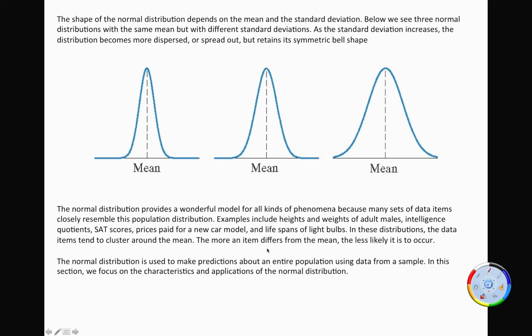The normal distribution is used to make predictions about an entire population using data from a sample. In this section, we focus on the characteristics and applications of the normal distribution.